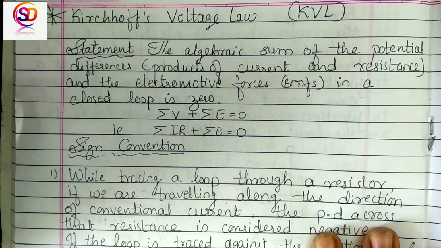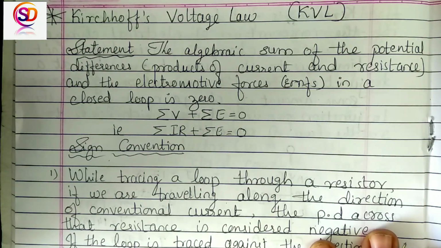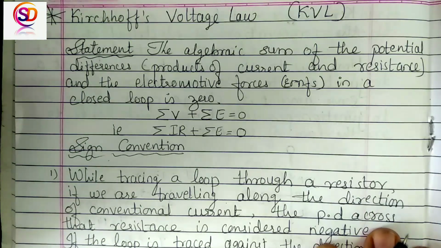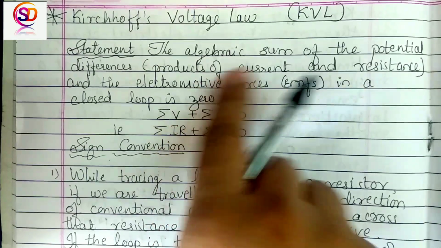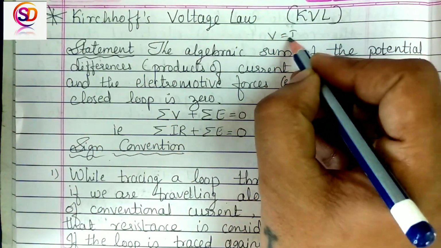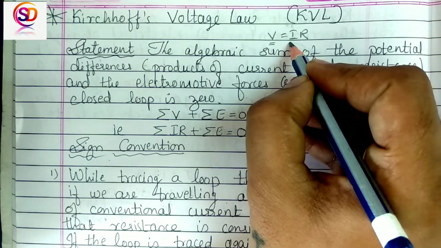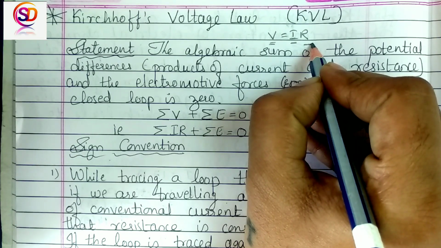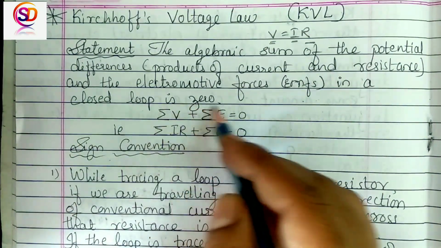Kirchhoff's second law, or voltage law, called as KVL. Kirchhoff's second law states that the algebraic sum of the potential difference. Potential difference means what? It is a product of current and resistance. According to Ohm's law, V is equal to IR. So potential difference is nothing but product of current and resistance. And the electromotive force, EMFs, in a closed loop is 0.